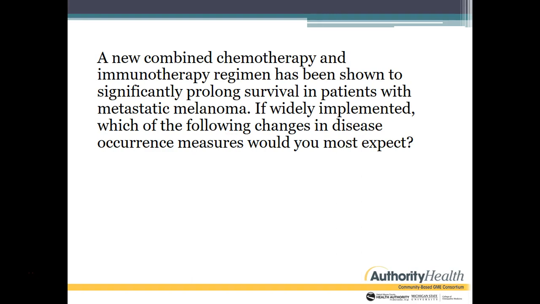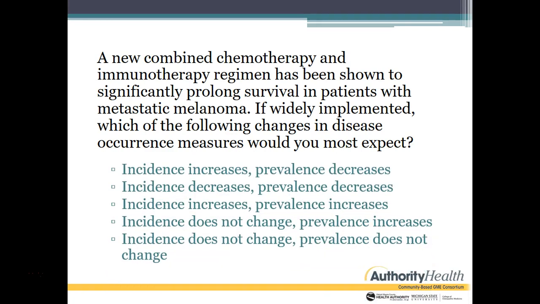We're going to do a couple quick questions and then move on to risk. So a new combined chemotherapy and immunotherapy regimen has been shown to significantly prolong survival in patients with metastatic melanoma. If widely implemented, what would you expect to see? So we talked about this. A new regimen to treat a disease and prolong survival wouldn't affect incidence at all. It wouldn't affect the new cases. However, remember, over time, people are surviving, so it would increase your prevalence. So out of these choices, really your incidence does not change, but your prevalence increases. So the answer would be D.